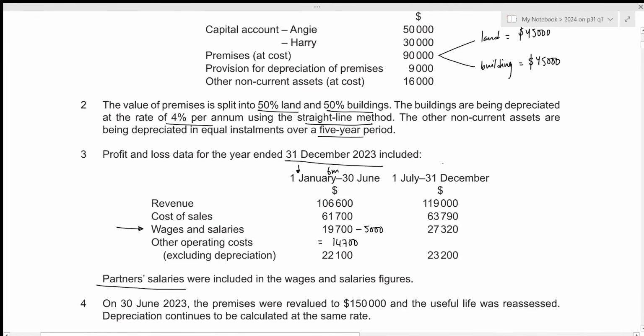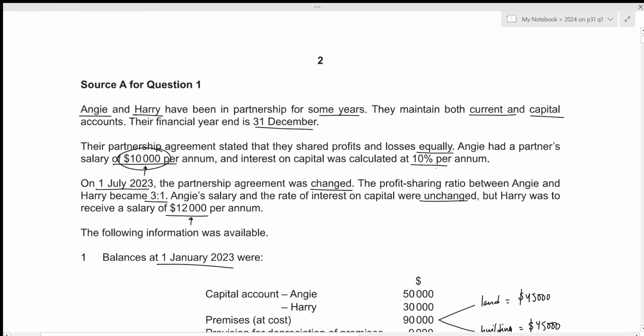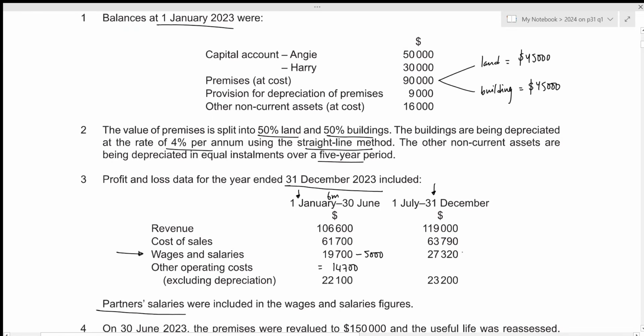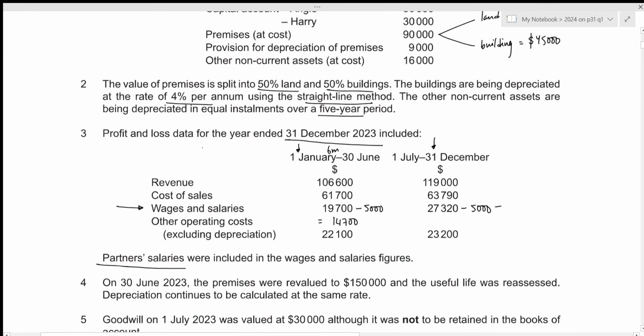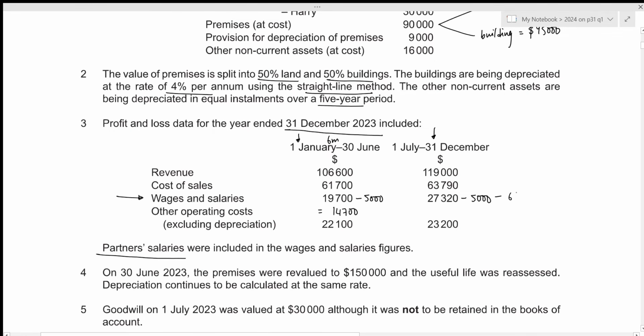Now for the second period, this is after the new partnership agreement. So in this case, we are offering salary to Angie as well as Harry. Angie will still be continuing with the salary of 10,000 per annum. It means that for the 6 months, her salary will be 5,000. Then Harry is also receiving a salary. Harry's salary was to be 12,000 per annum. So for the 6 months, his salary will be 6,000. So the correct wages and salaries for the period from 1st July to 31st December will be 27,320 minus 5,000 minus 6,000, which results in 16,320.